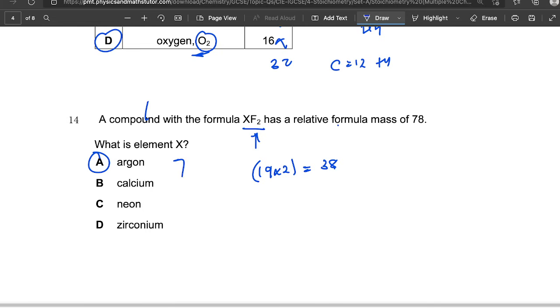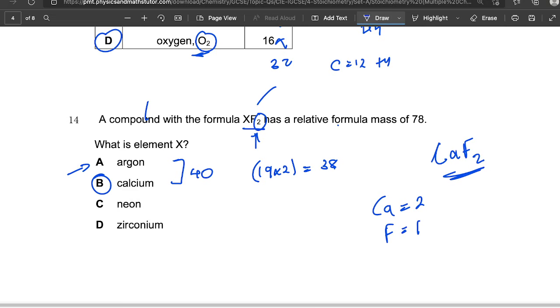Because both of them have 40. Right, both of them have a RAM of 40. Tricky question here, but you can see argon is group 8, hence why it cannot have a valency of 2. It should be calcium, because calcium has a valency of 2 and F has a valency of 1. So when they make the formula, it will become CaF2, and hence why this should be the answer, not argon.